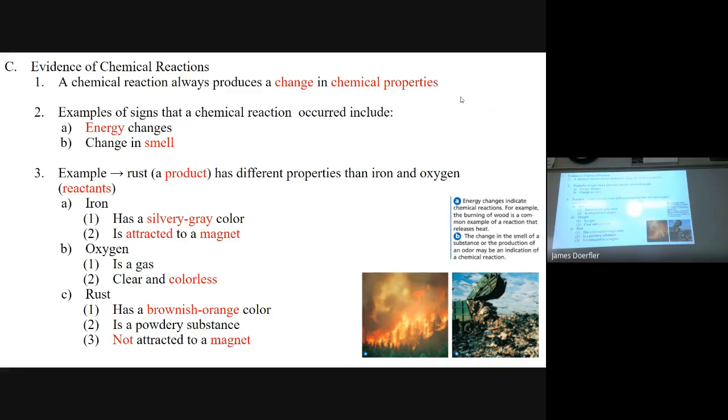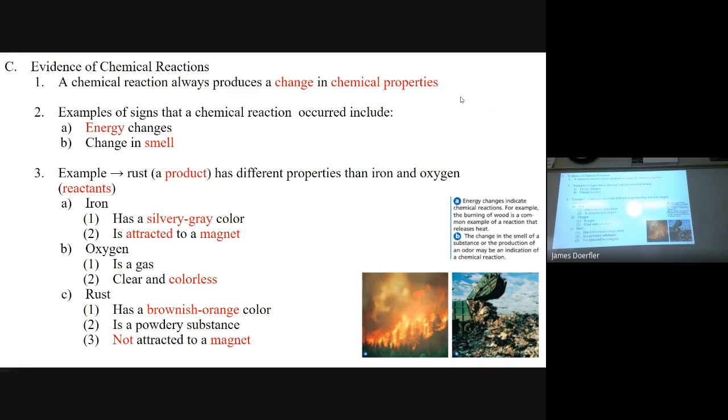changes in color, light. Oftentimes we mean fireworks. That's essentially a chemical reaction. See light. Sound. Really, when you think about it, any of the major senses can help evaluate and indicate if a chemical change has occurred. So rust, a product, has different properties than iron and oxygen, which are the reactants.